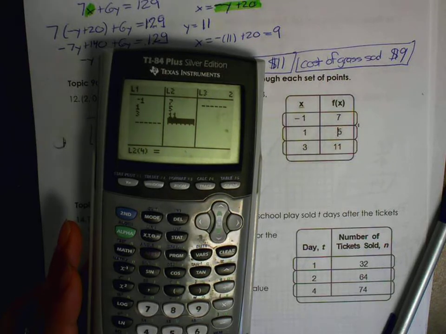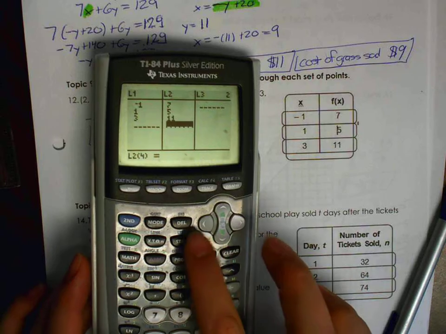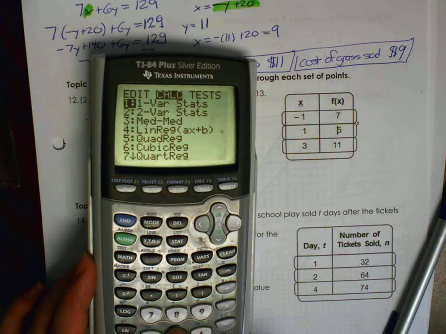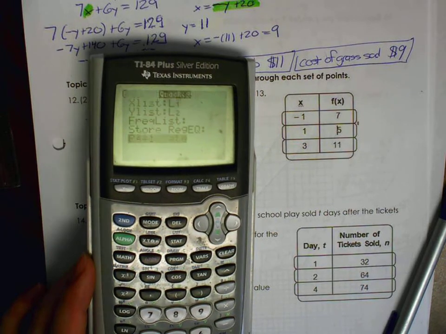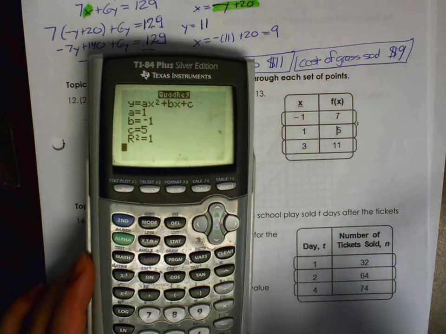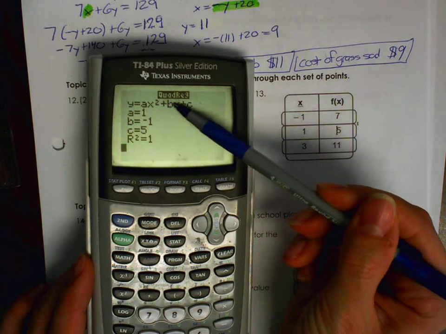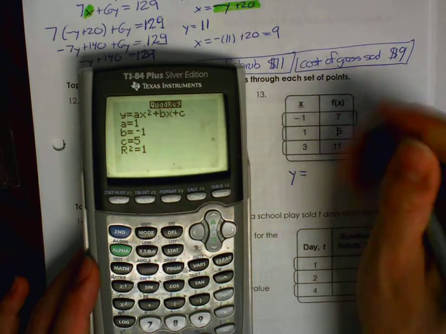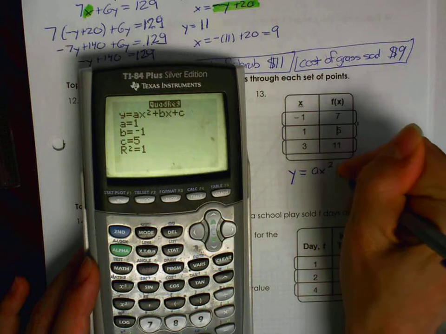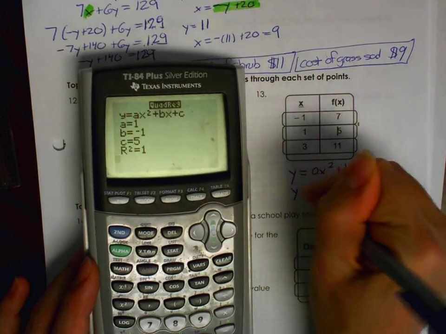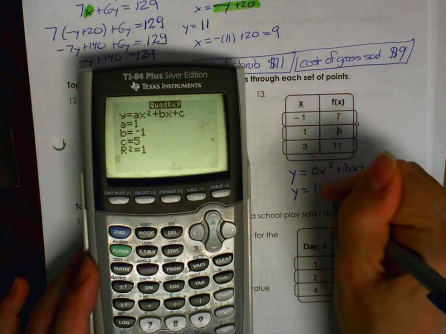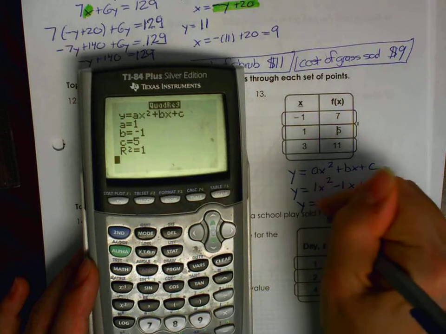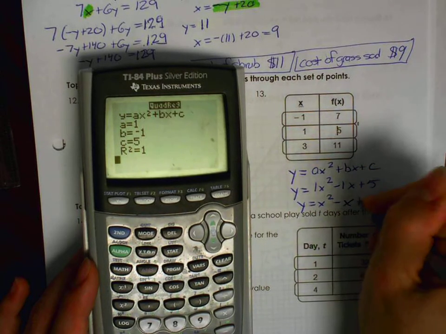I guess we'll see. So I'm going to do stat, calc. Again, number 5, quadratic regression. Enter, enter, enter, enter, enter. And again, here's my equation. It gives me my basic form of a quadratic and tells me what a, b, and c are. I just need to plug them in. So I have my basic form, ax squared plus bx plus c. My a is 1. My b is -1. And my c is 5. Of course, I don't really need to have the 1. I can just say x squared minus x plus 5.